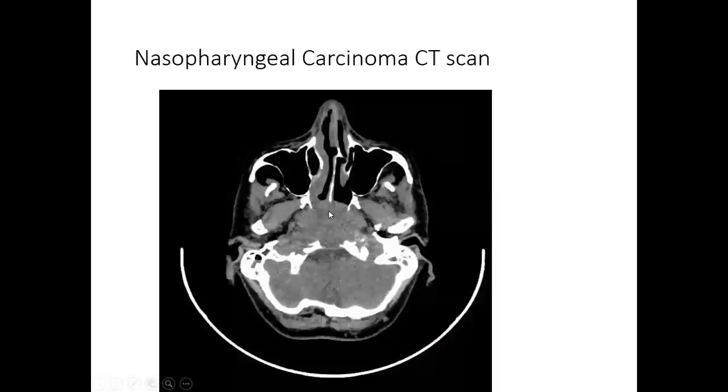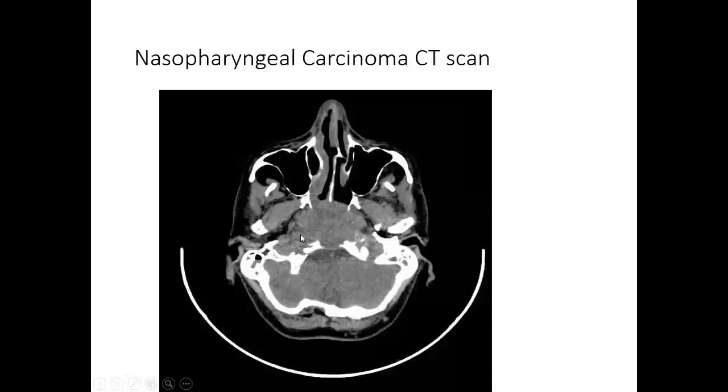Here is the CT scan showing the maxillary sinuses here, the nasal cavity here, and the posterior end of the septum, and all that is the tumor. So it turned out to be nasopharyngeal carcinoma on biopsy, and you can see there's erosion of the skull base also.